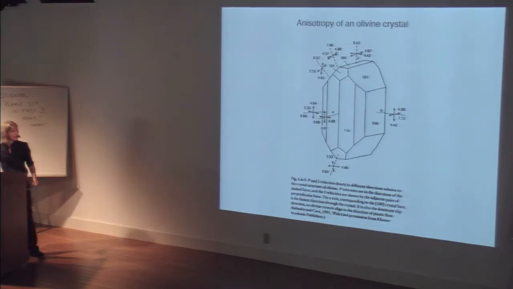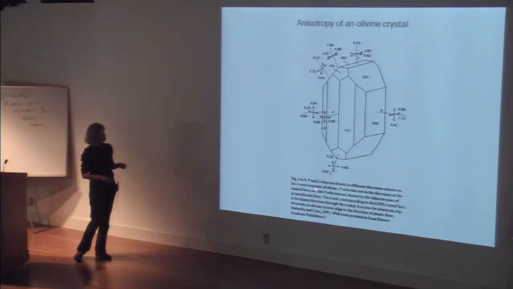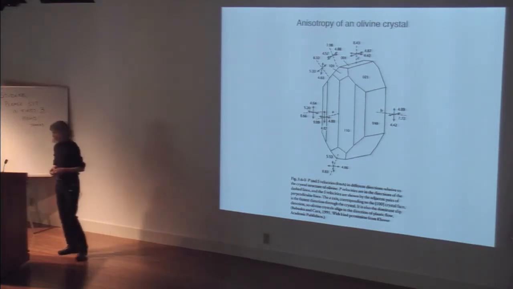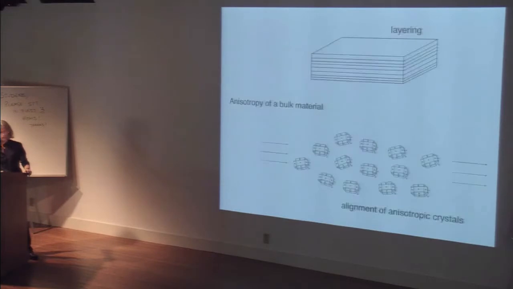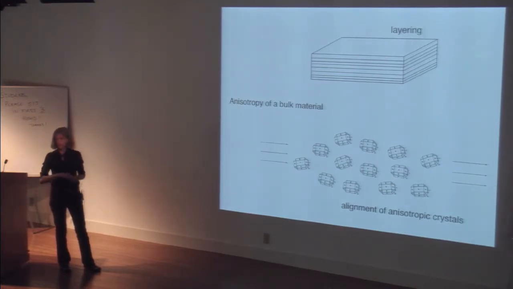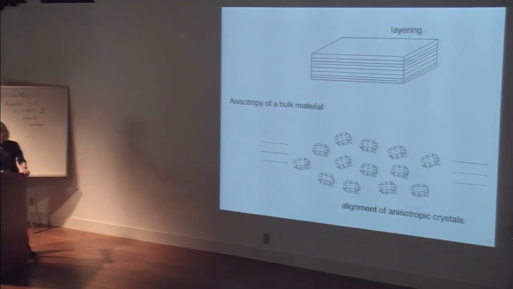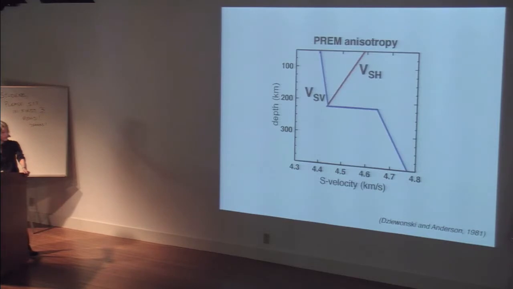Okay, and it can arise from the anisotropy of individual crystals, that waves propagating one way through a crystal will propagate at a different speed than the other way, and you can align a lot of those crystals like little bugs down here. You can also get this type of anisotropy from layering of materials with different wave speeds. And so either of those could explain what we see in the upper mantle. I don't think we know what the answer is.